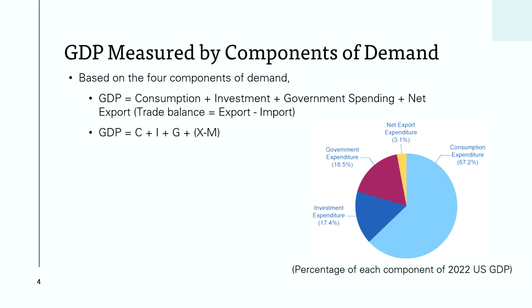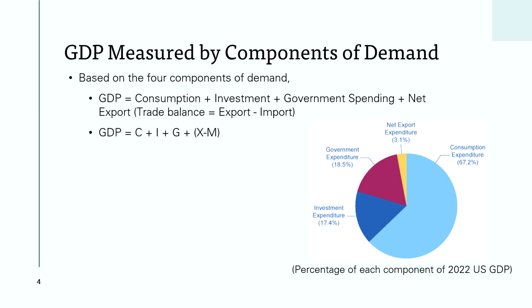The pie chart shows how much each component contributed to US GDP in 2022. The largest slice by far is consumption, making up about 67% of total GDP. Investment and government spending each make up around 17 to 18%, while net exports are a very small share, just over 3%, and often negative for the US.